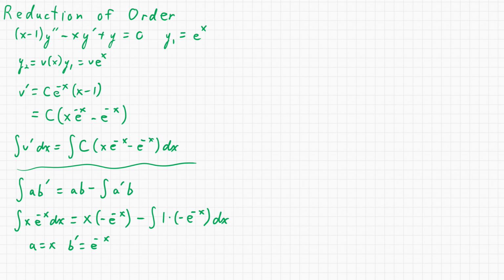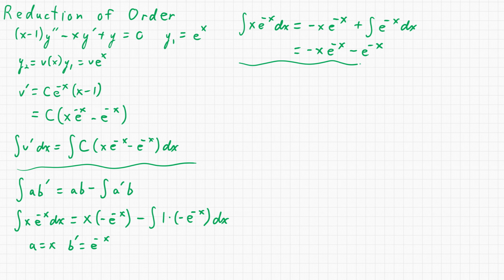All right, so now I have a formula for this. Let me go ahead and move that up here. So the integral of x e to the negative x dx is equal to, I can simplify that, negative x e to the negative x, and then I have minus minus, that's going to be a plus, the integral of e to the negative x dx. I can do that one, so that ends up equaling negative x e to the negative x minus e to the negative x, since the integral of e to the negative x is negative e to the negative x.